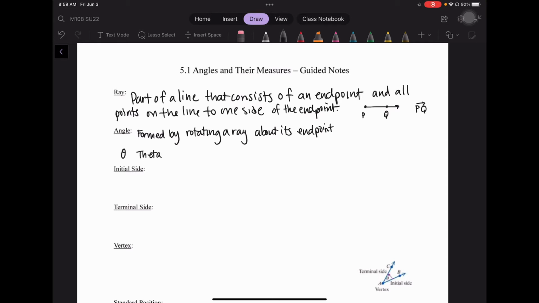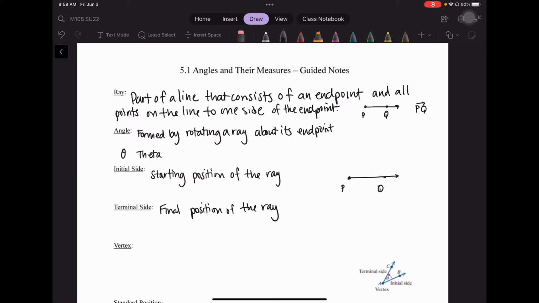Now, the initial side, like I said, is the angle starting point. So it's the initial side of the ray where you're starting, and the terminal side is the final position. Essentially, I start out with this ray. I had PQ, and then I take it and I'm going to swing it open to create some angle. So we have our initial side, which is the one that is horizontal, and then the terminal side, which is the one that is sort of at an angle here.